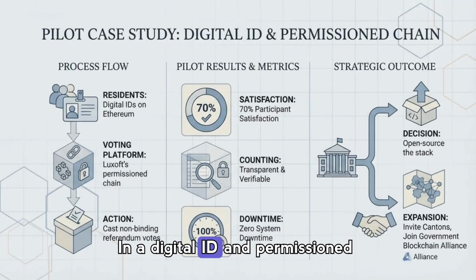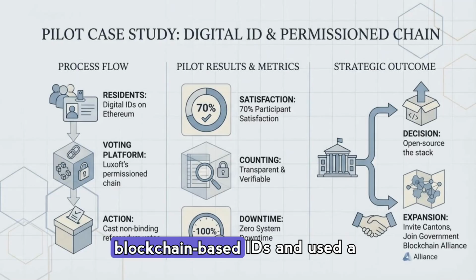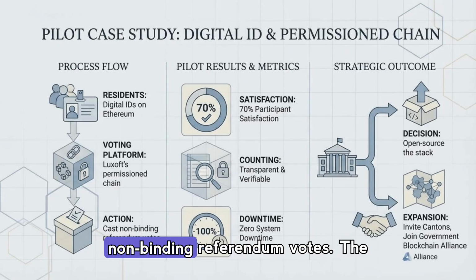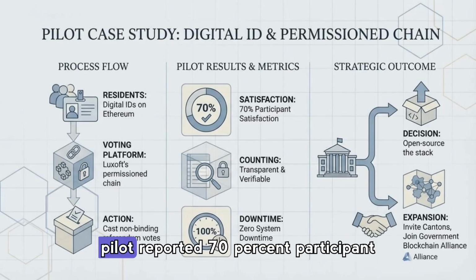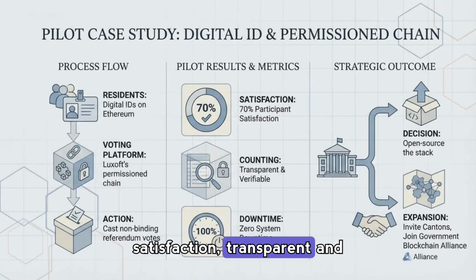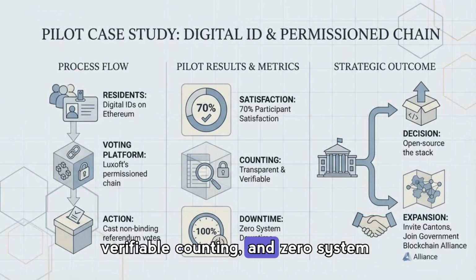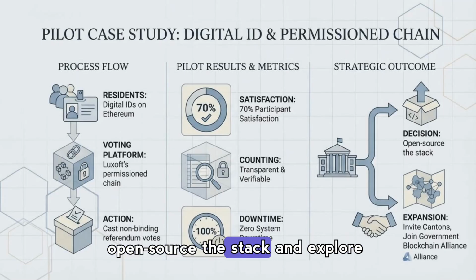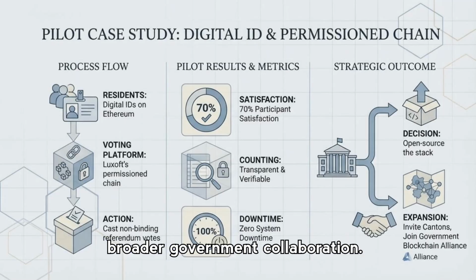In a digital ID and permission chain pilot, residents received blockchain-based IDs and used a permissioned voting platform to cast non-binding referendum votes. The pilot reported 70% participant satisfaction, transparent and verifiable counting, and zero system downtime, leading to a decision to open source the stack and explore broader government collaboration.